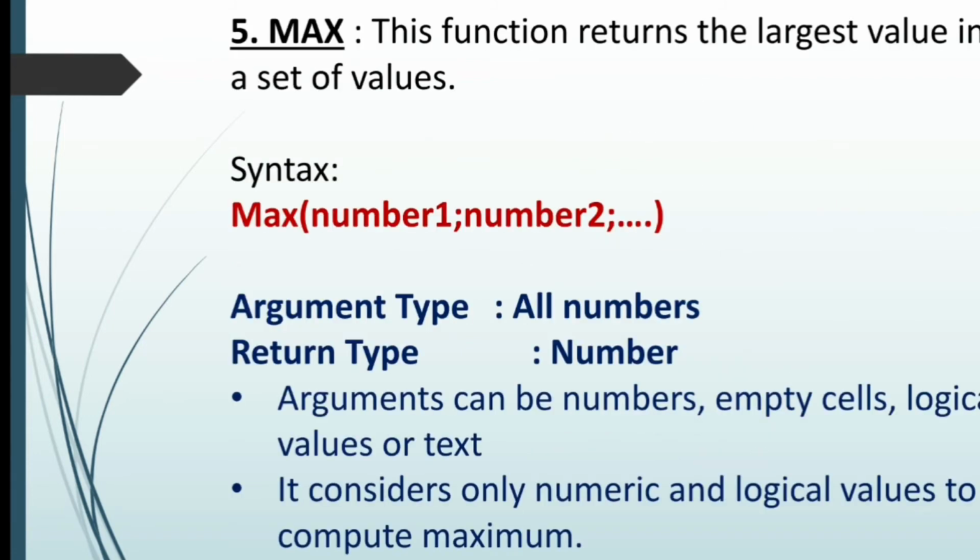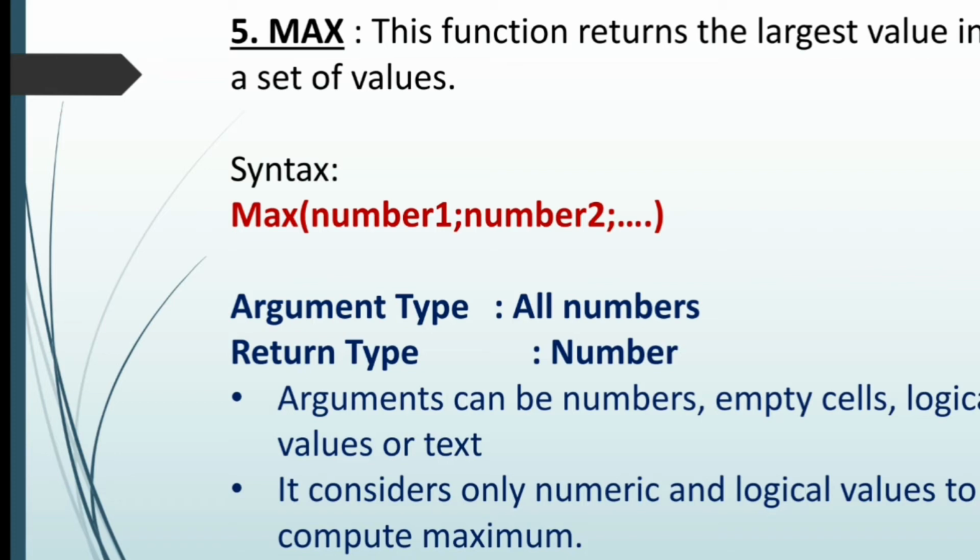The next function is MAX. This function returns the largest value in a set of values. So, if we pass a set of values as the arguments, the function would find the maximum or the largest value of this collection, and it would be returned by this function. So, its argument type is all numbers, means we can pass all the numbers as the arguments, and its return type is also number.